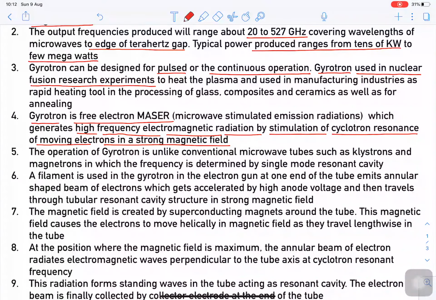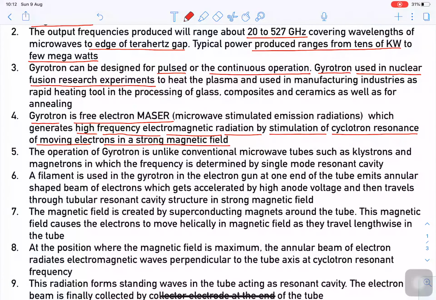The operation of a gyrotron tube is unlike conventional microwave tubes. This sentence is very important again here. It is clearly stated that the operation of the gyrotron is unlike conventional microwave tubes. The operation of this particular tube is not the same as that of conventional microwave tubes such as klystrons and magnetrons and so on, in which the frequency is determined by a single mode resonant cavity.